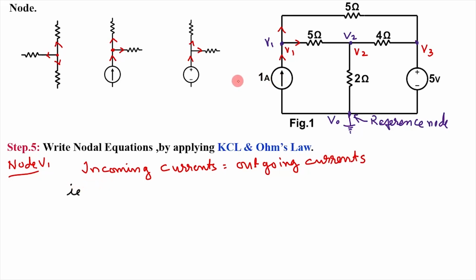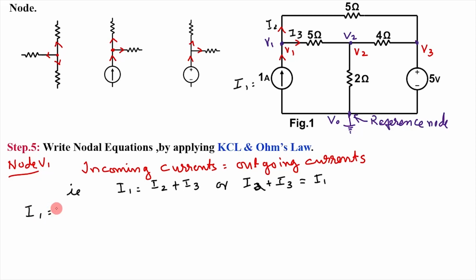As per Kirchhoff's current law, incoming currents are equal to outgoing currents. That is, here the incoming current is I1, which is equal to, let this current be I2 and let this be I3. I1 is equal to I2 plus I3, or it can be written as I2 plus I3 is equal to I1. Here we are given I1 is equal to 1 ampere. Then as far as this branch and this branch are concerned, by Ohm's law, I is equal to V by R. That is, I2 is equal to V1 minus V3 divided by the resistance. That is, V1 minus V3 divided by 5.